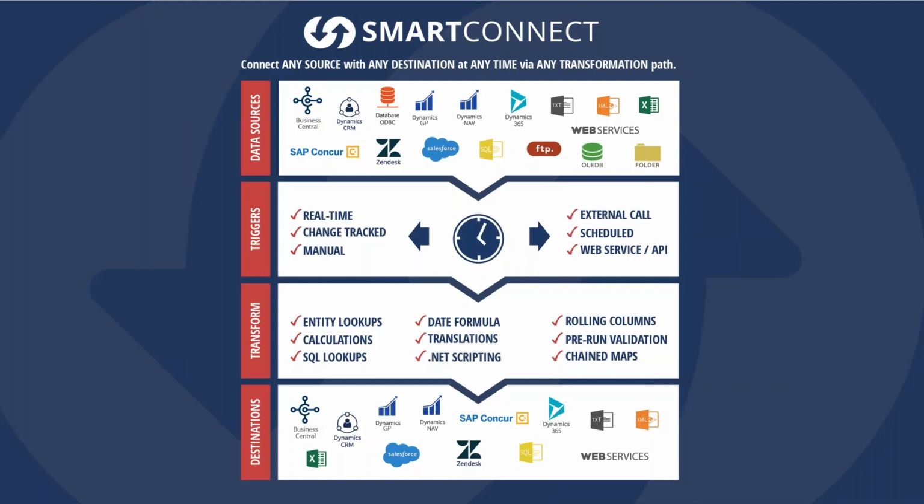So the last box, that third one down, transform, this is where a lot of the functionality of SmartConnect comes into play, because it's very rare that you have perfect data from point A to point B when you're sending it from one system to another. So within SmartConnect, we're able to transform that data, we can translate it, we can write different scripts to come up with data as needed as we're sending it through.